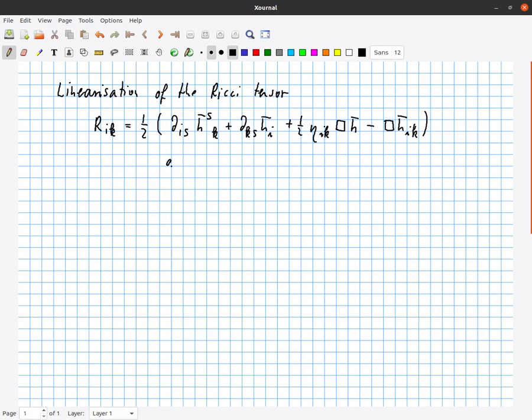We had g_ij equals eta_ij plus h_ij, and h bar_ij was h_ij minus 1/2 eta_ij h, where h was the determinant, no, was the trace, of h_ij.